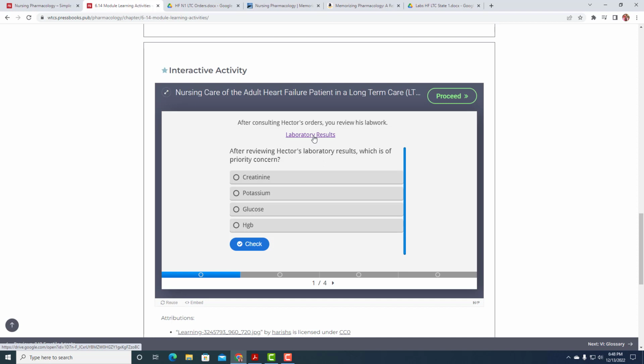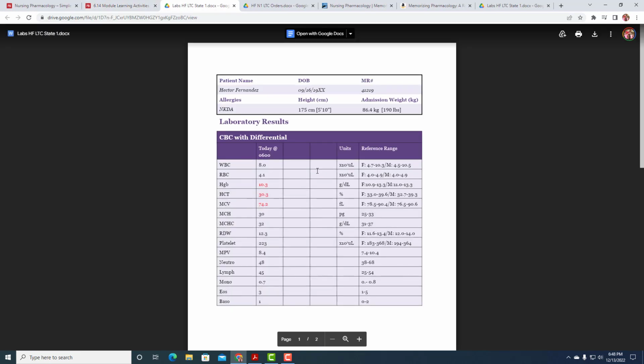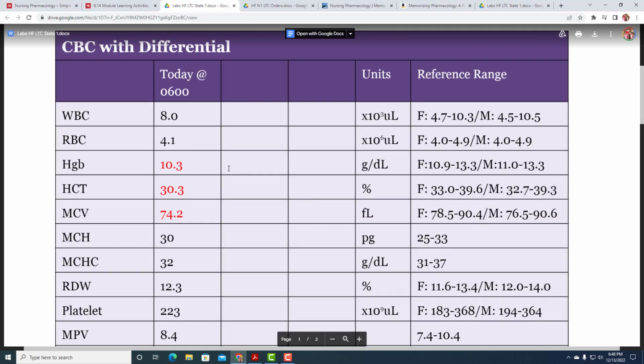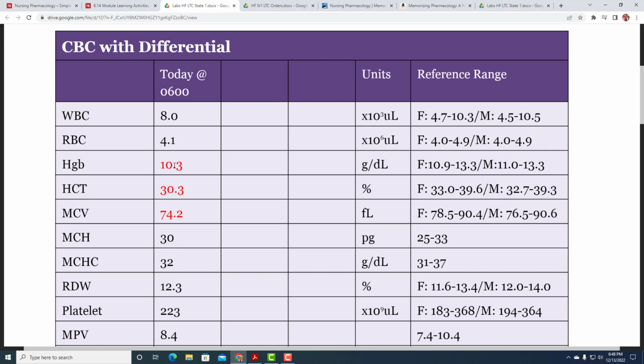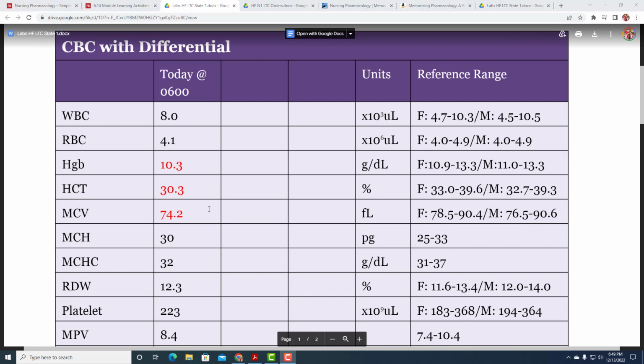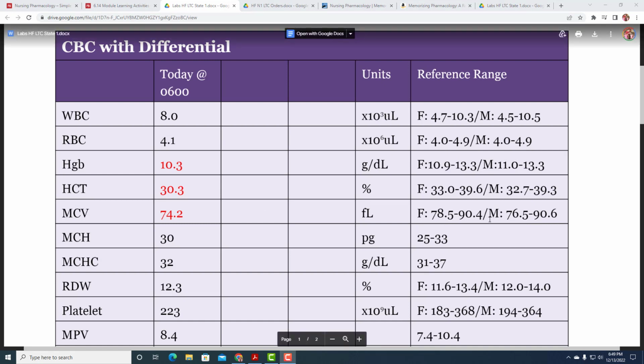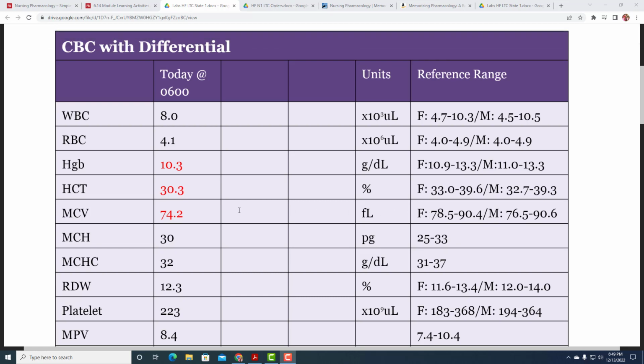We're going to look at the lab results. We'll make this a bit bigger. We have hemoglobin that is a little bit outside of range, a little bit low. We see hematocrit is a little bit low. Mean corpuscular volume, 74.2, just a little bit low, the red blood cells. And this is the CBC with differentials.